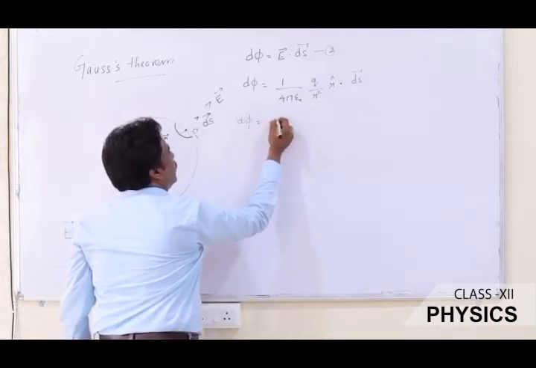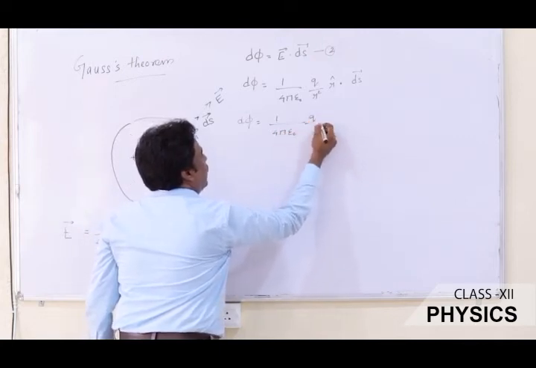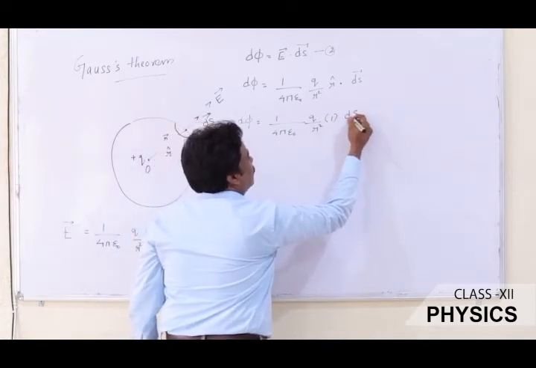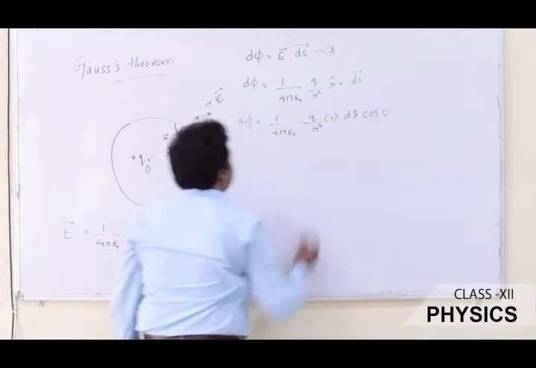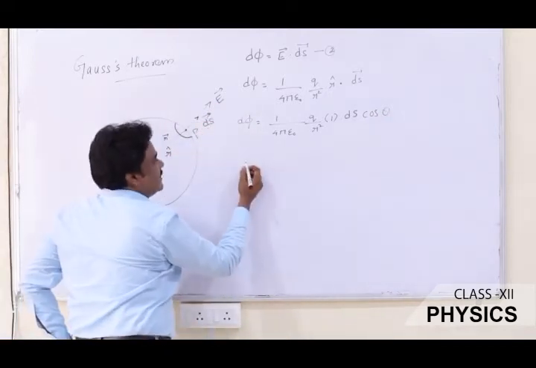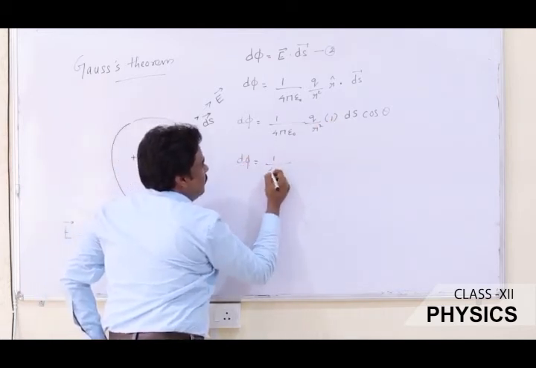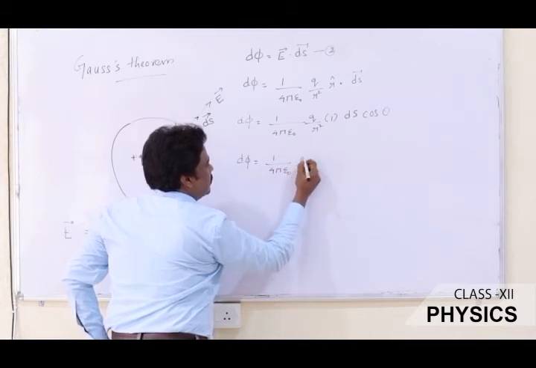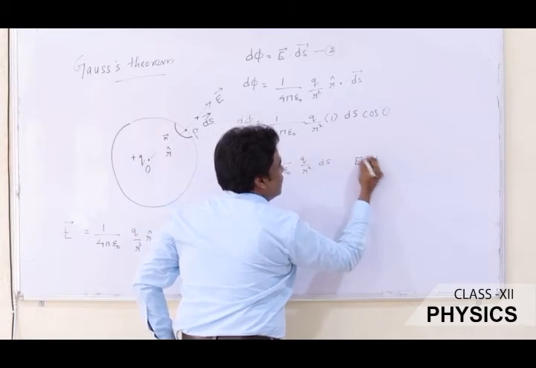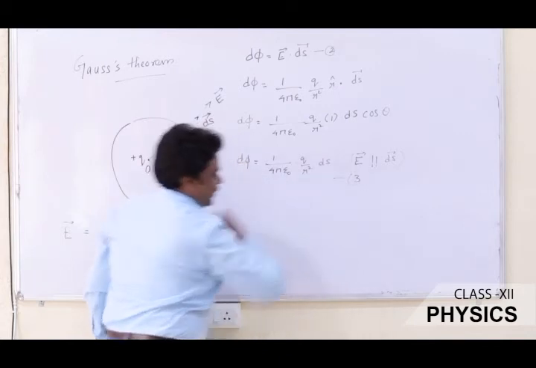d phi is equal to 1 by 4 pi epsilon naught Q by R square. Unit vector has a magnitude 1. Remove the dot, so obviously it will be ds cos theta. Theta is the angle between E and ds. Since they are acting parallel, theta is 0, so I can eliminate that. So d phi is equal to 1 by 4 pi epsilon naught Q by R square ds, since E vector is parallel to ds vector. Mark it as equation number 3.